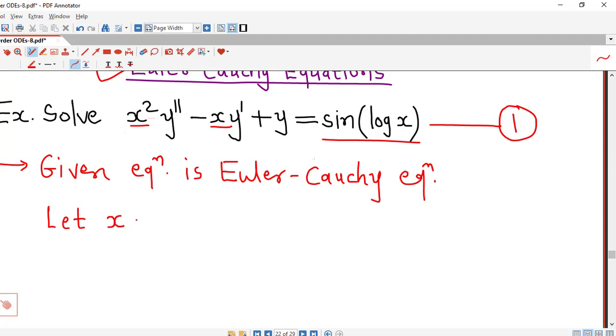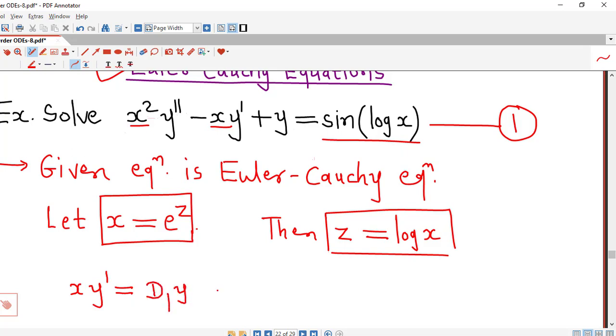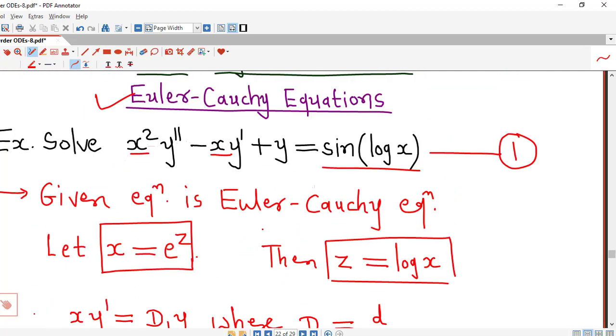We change the independent variable from x to a new independent variable z by the substitution or transformation x equal to e raised to z. So whenever we have an Euler-Cauchy equation we will remember this substitution. We will take x equal to e raised to z. Then if we take log on both sides we have z equal to log x. And as we discussed in an earlier lecture, x into y dash will be replaced by D1 y, where D1 denotes derivative with respect to the new variable z, d by dz. So D1 y means dy by dz, and x square into y double dash will be replaced by D1 times D1 minus 1 into y. So now we substitute all these things in equation 1.